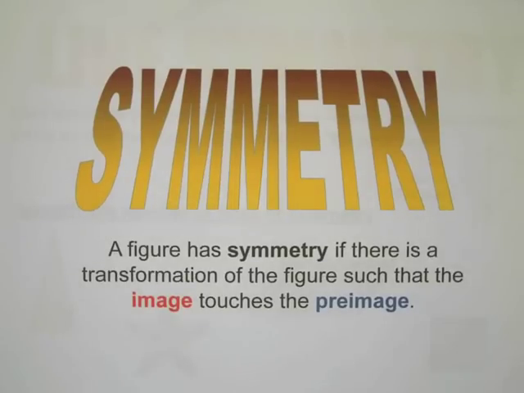In this video, we're going to talk about symmetry. We're going to talk about it not only in two dimensions, we're going to talk about it in three dimensions as well, okay? So what you want to know is a figure has symmetry, it's symmetrical, if there is a transformation, whether it's reflection or rotation or translation or whatever it might be, such that the image and the pre-image lie on top of each other. So if I flip an object over and it lies on top of itself, then it has symmetry.